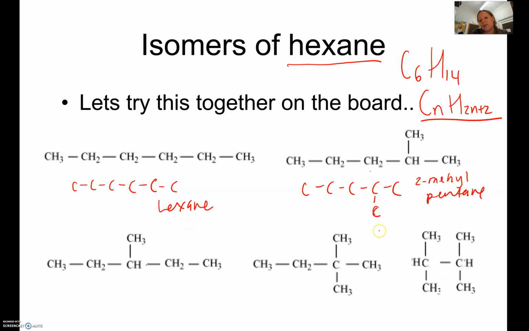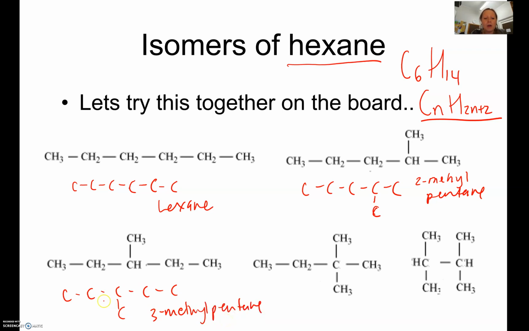What's cool about this one is we can actually move that branch further along this 5 chain and it will still produce another name, because if I put this carbon on this middle carbon, then it's going to be 3-methylpentane. So that's what I'm going to do here: 1, 2, 3, 4, 5, and this one's going to be 3-methyl. It's really important to name as you go through to make sure that you're correct.